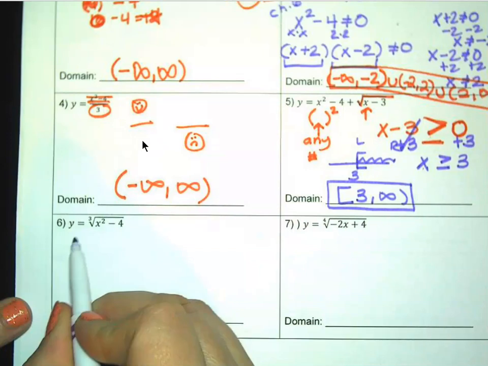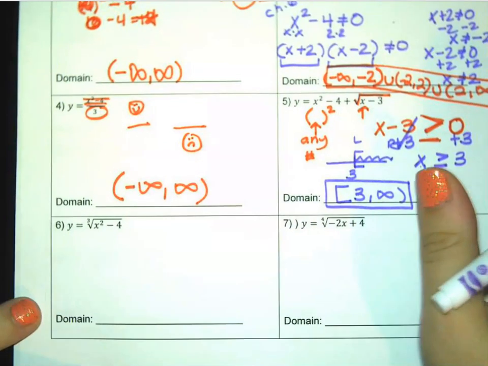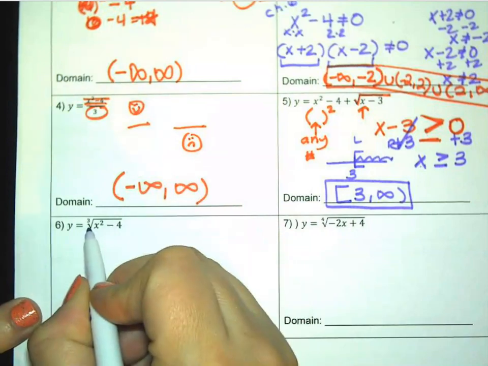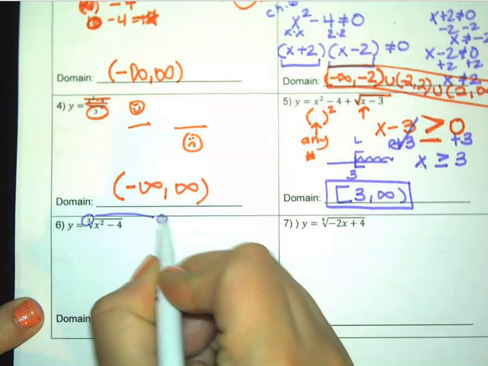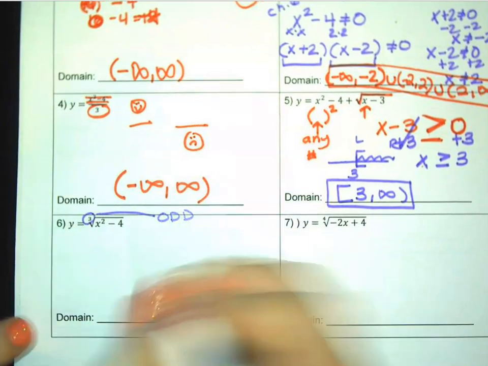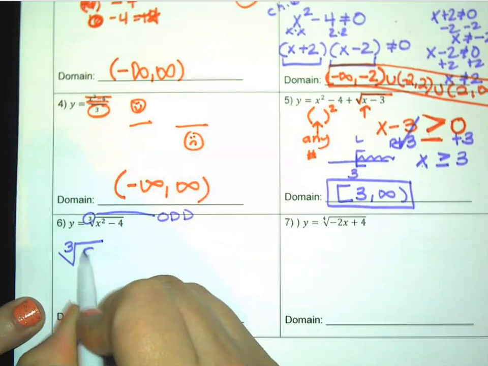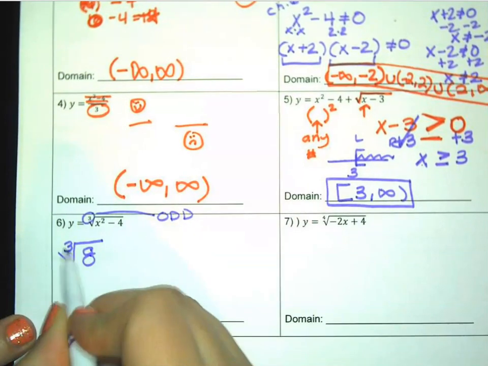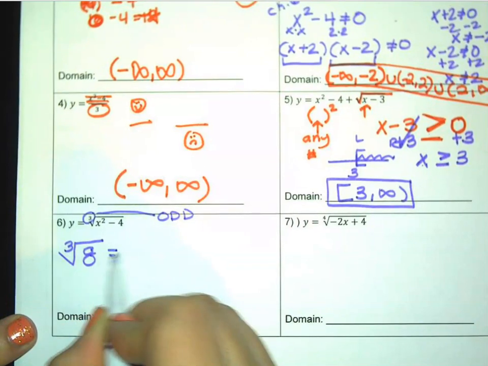Okay, so now if we look at example 6. In this problem, we have a radical. But if we look at the index here, it's odd. So when the index is odd, we know that we could have a positive number inside. So this is saying what times itself 3 times is 8. So this has an answer of 2.